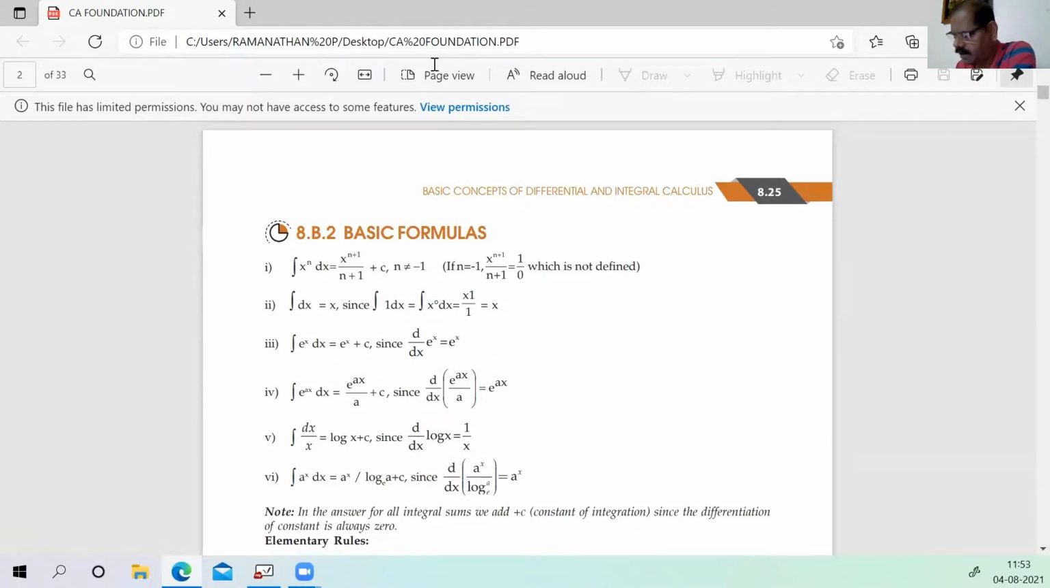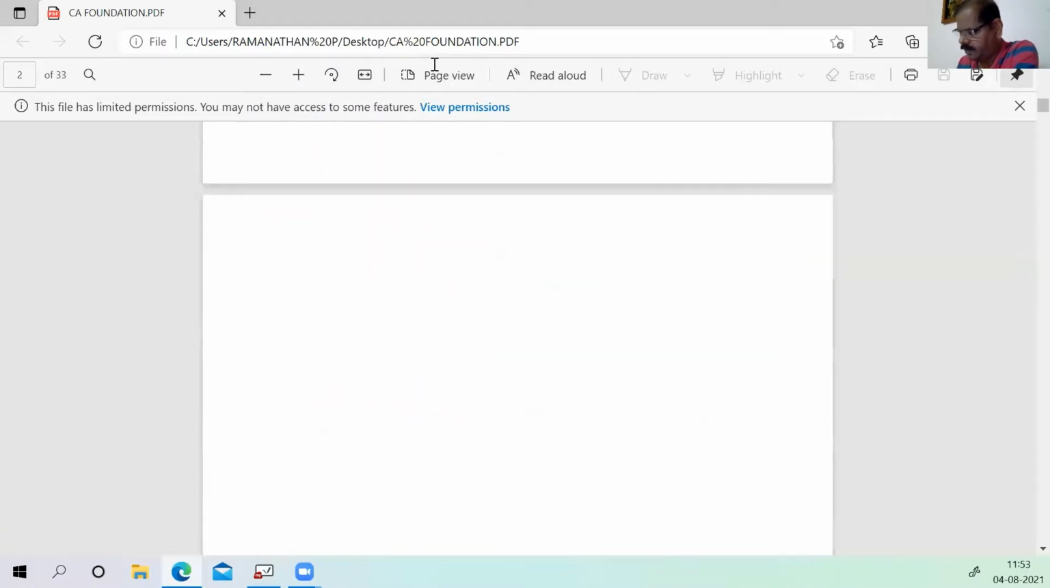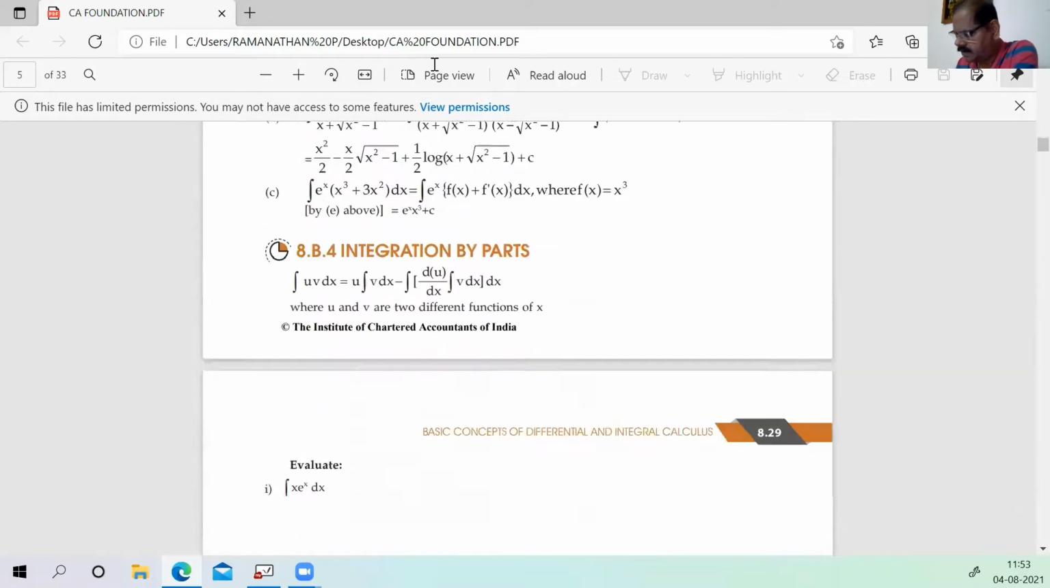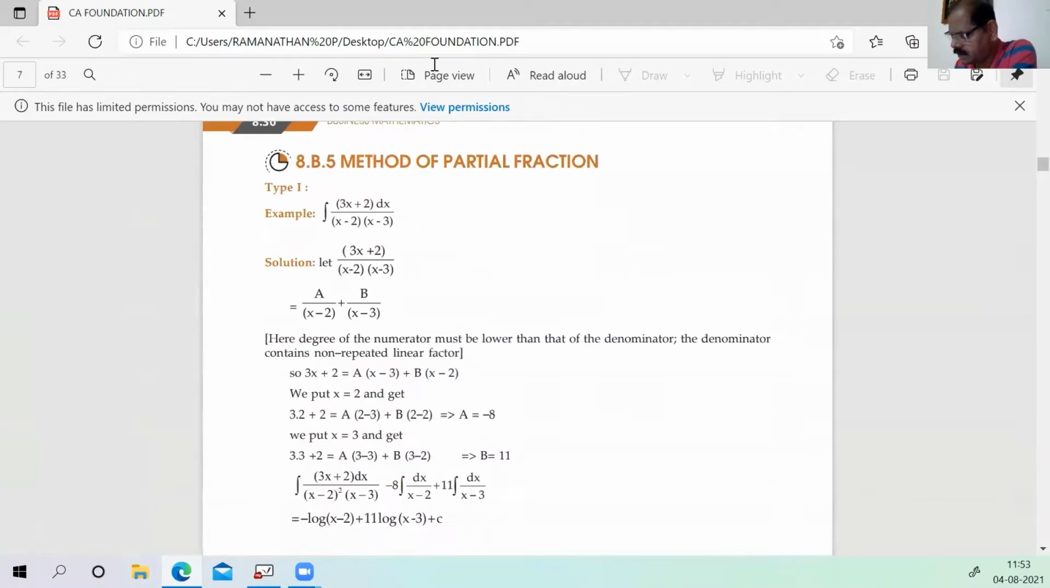Integral of x raised to n dx, integral of 1 dx, e raised to x, e raised to ax. Integral of e raised to ax dx is e raised to ax by a. Then integral of 1 by x dx is log x. Integral of a raised to x is a raised to x by log a plus c. So these are some basic formulas. We will try to solve the problems of this section.